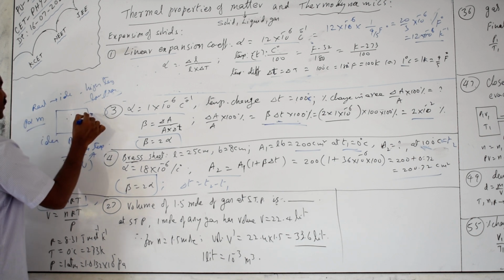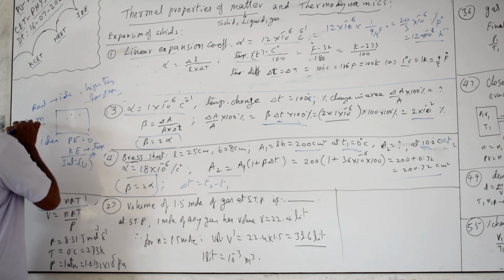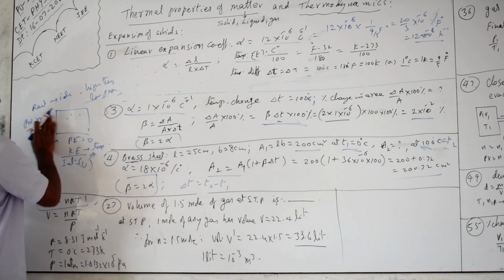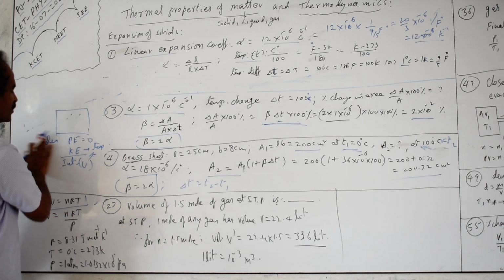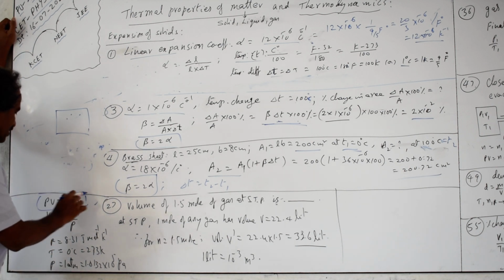Pressure is equal to force by area. Force is nothing but change in momentum. So more collisions with the walls means more pressure, and that depends on the number of molecules. Pressure is proportional to mass, and this is related to the ideal gas equation, PV equal to nRT.